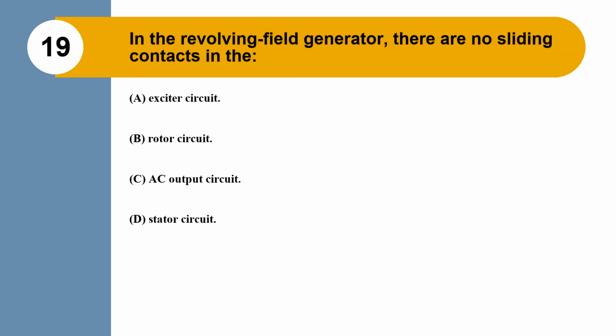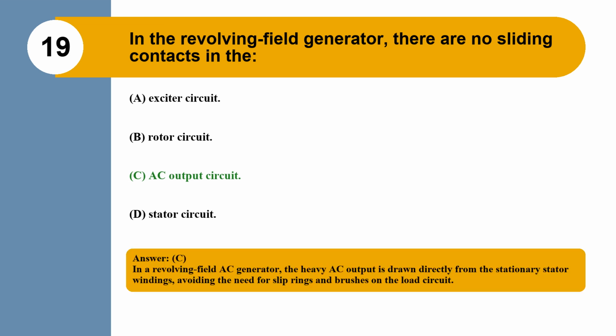Question 19. In the revolving field generator, there are no sliding contacts in the Option A. Exciter circuit. Option B. Rotor circuit. Option C. AC output circuit. Option D. Stator circuit. The correct answer is option C. AC output circuit. In a revolving field AC generator, the heavy AC output is drawn directly from the stationary stator windings, avoiding the need for slip rings and brushes on the load circuit.